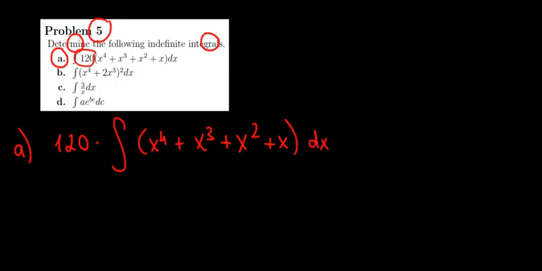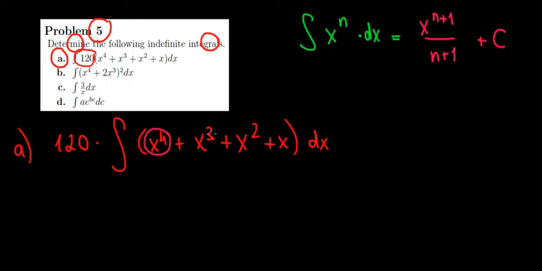Now, what are we using here? We're using the power rule of integration, and that is that when we have x to a certain power, let's call that n, times dx, the result of that integral is going to be x to the power of n plus 1 divided by n plus 1 plus a constant. Now, with this in mind, we're going to apply it to every term in this expression.